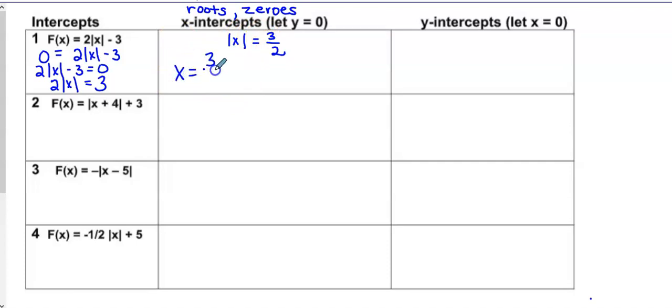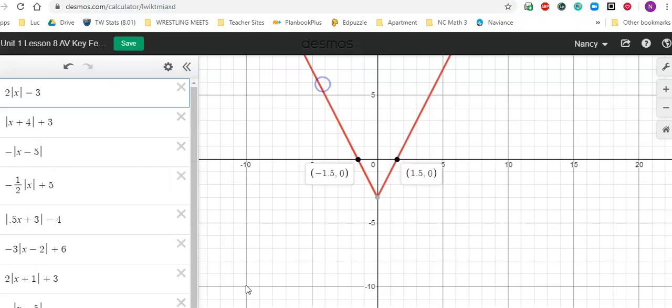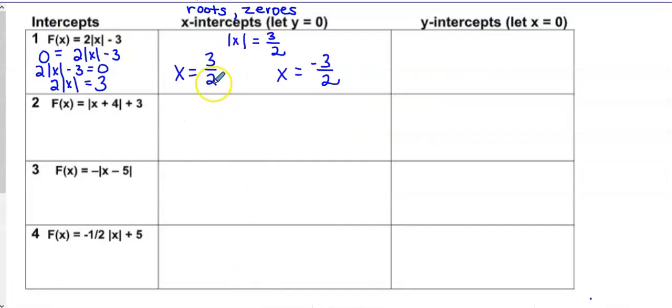X equals positive 3/2 and x equals negative 3/2. So if I wanted to check my answer, I could go over to Desmos. I've got that one actually graphed right here, and I see that it's negative 1/2 and positive 1/2, which equals negative 3/2 and positive 3/2. So I know I did that right.